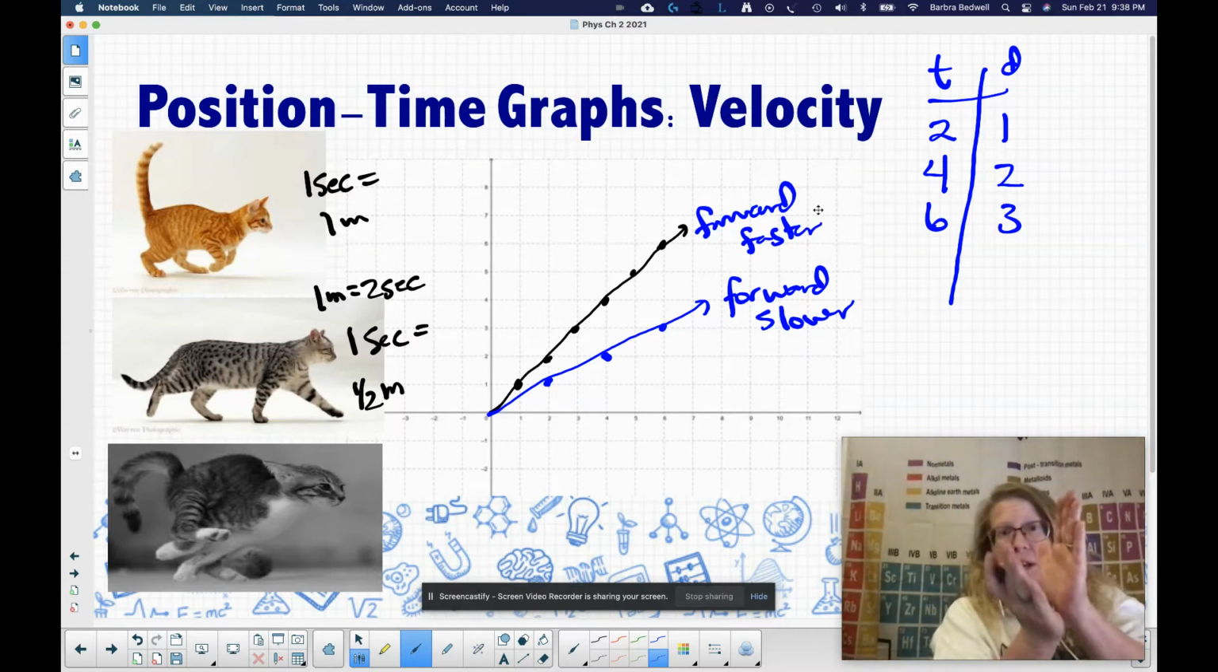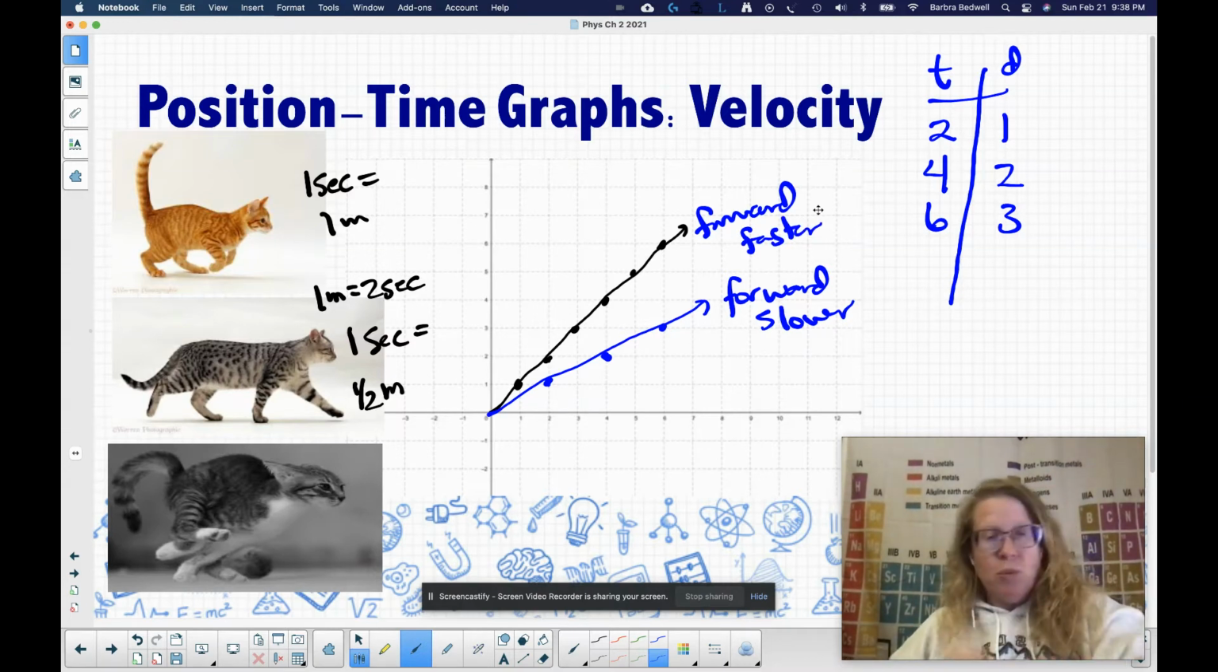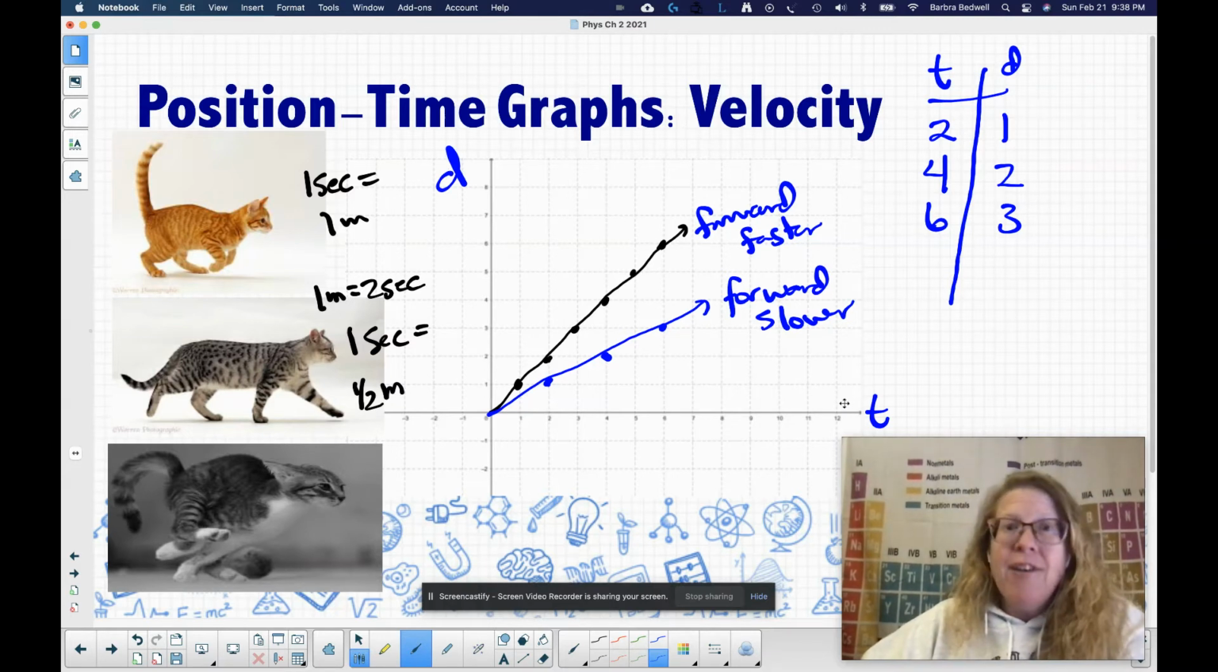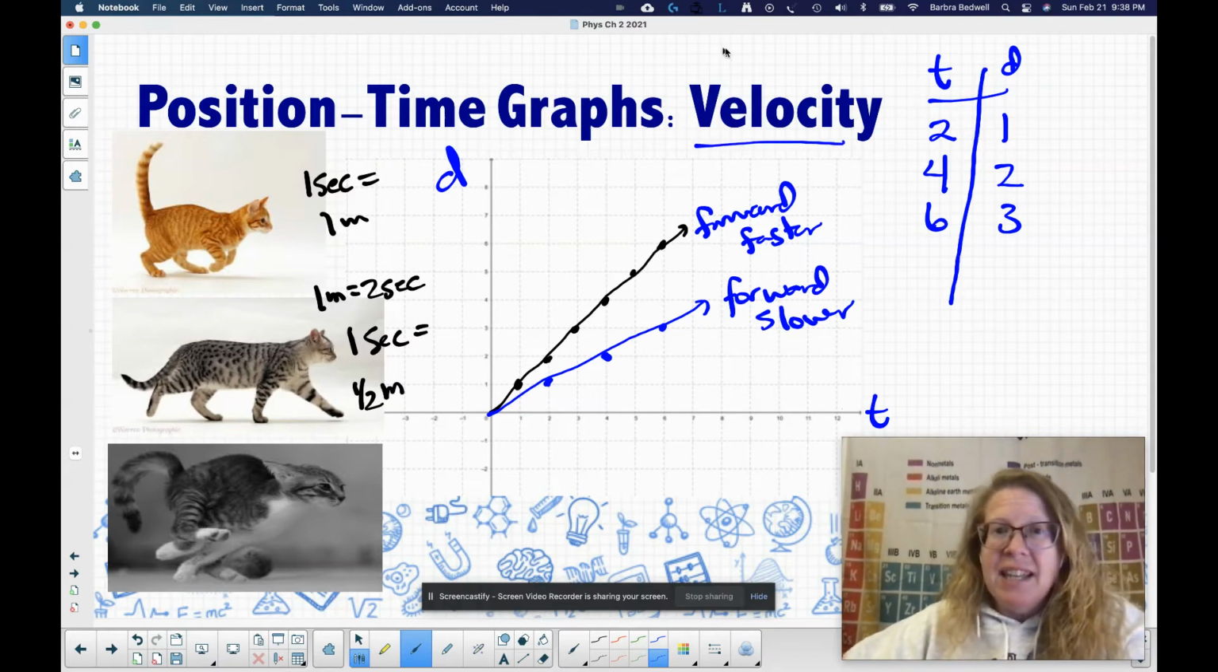The slope tells us something about this. Again, slope is rise over run. And if we've got something that's got its distance here and its time here, and it's going more distance in the same amount of time, it's going faster. So velocity on a position time graph is slope.